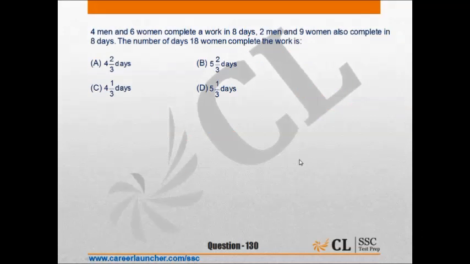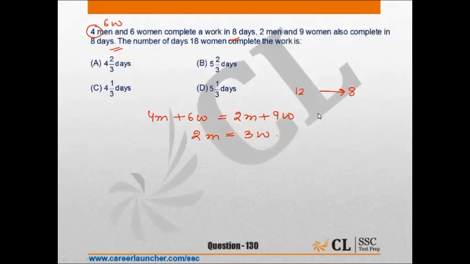The question is, 4 men and 6 women complete a work in 8 days. 2 men and 9 women also complete the work in 8 days. The number of days 18 women complete the work is? Now, as 4 men plus 6 women do the same work as compared to 2 men plus 9 women, from this we get that 2 men's work is equal to 3 women's work. Now, in this, 4 men would become 6 women. 6 women plus 6 women, that is 12 women, do the work in 8 days.